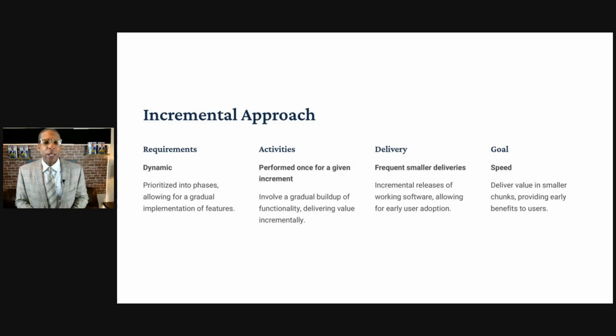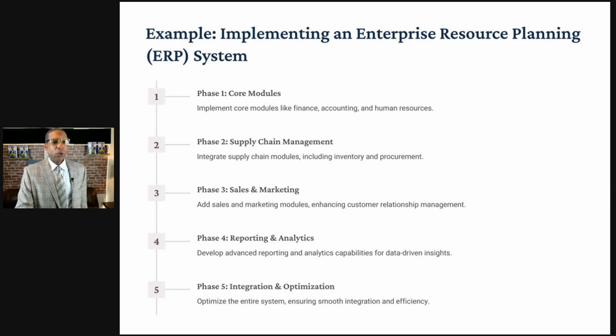I say that a lot of times, family, because it's important to understand our main goal is to be able to deliver value. Then we go to delivery as frequent, smaller deliveries. So incremental releases of working software, allowing for early adaptation. And then our goal, our objective, is speed. So we want to be able to deliver value in smaller chunks, providing earlier benefits to users.